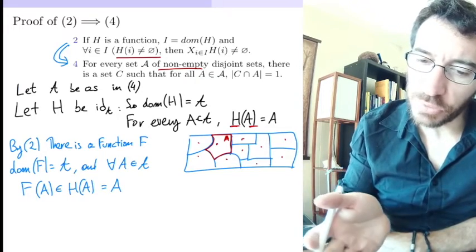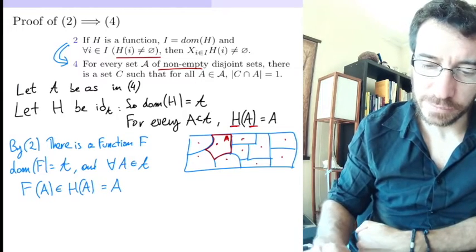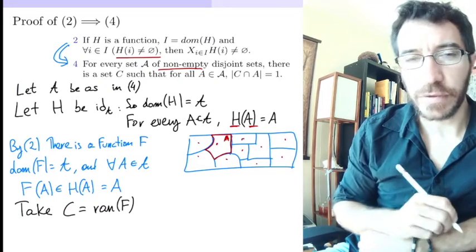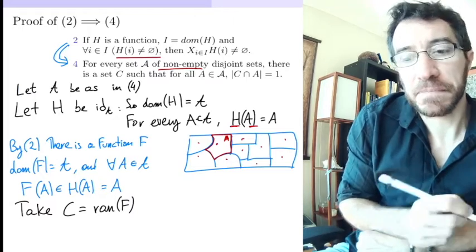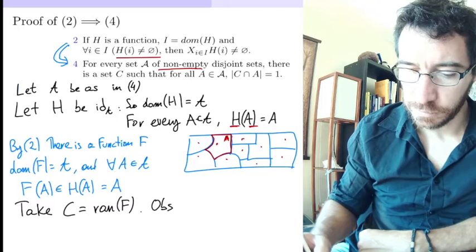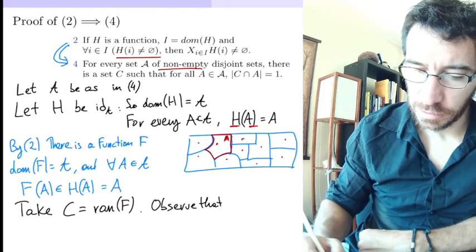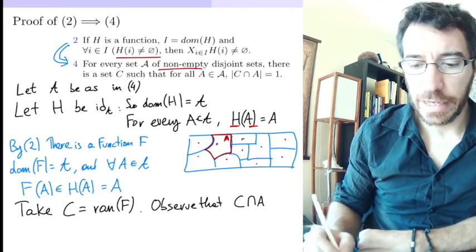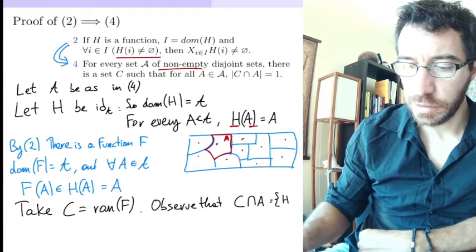What we want for number 4, we don't want a function, we want a set, right? So what is it that we take? Well, take C to be the range of this function f. Okay, so this is giving us the points that h is picking. And then observe that C intersection A is what? Well, it's exactly f of A.